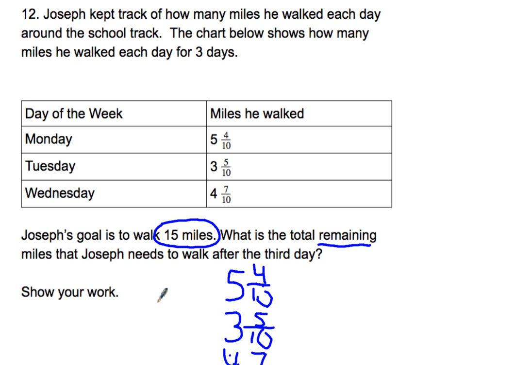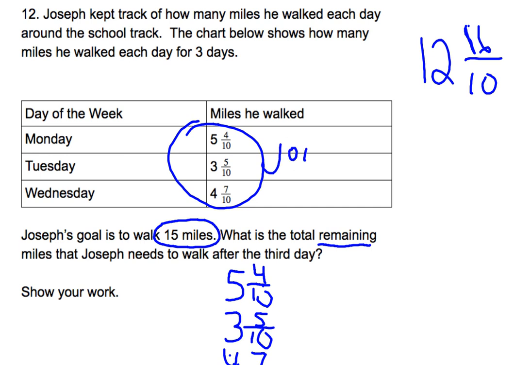Okay, we're getting close to the edge here. So what I'm going to do is just add 5 plus 4 is 9. 9 and 7 is 16. 5 plus 3 is 8. 8 plus 4 is 12. So I have 12 and 16 tenths. Okay, after I combine these and I'm going to join these together, right? Add. That's my step 1.